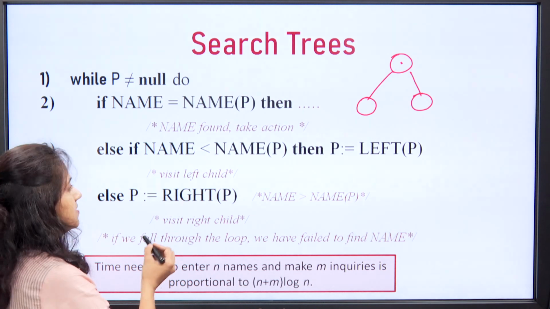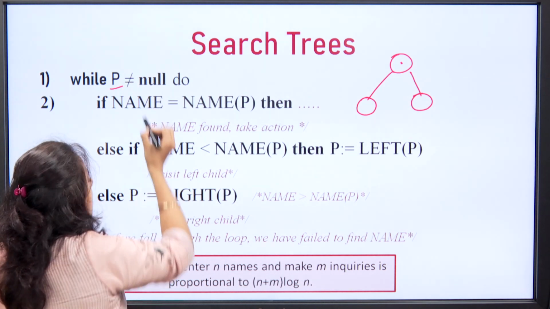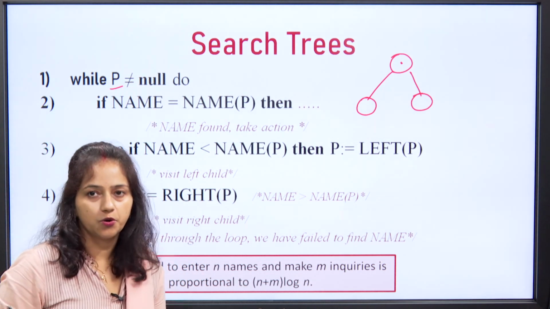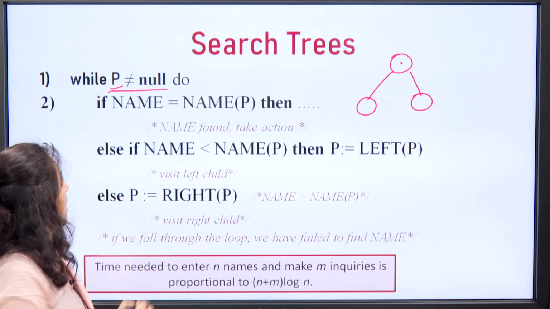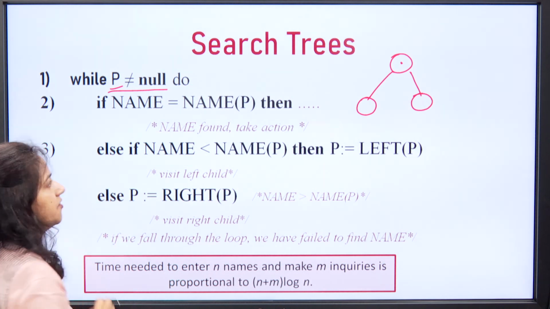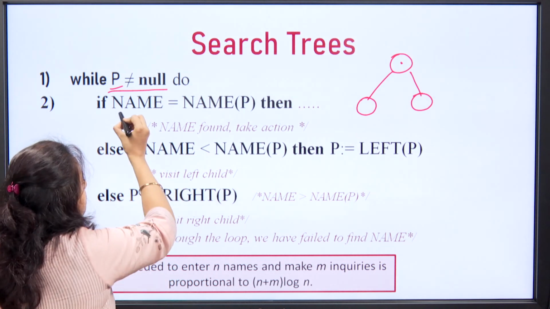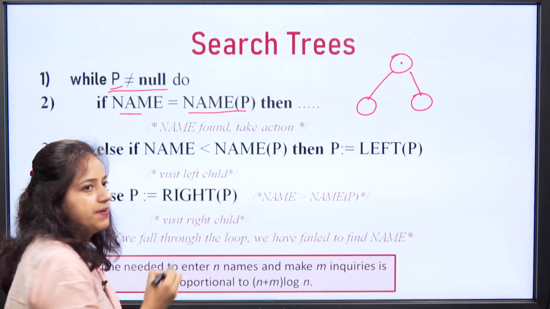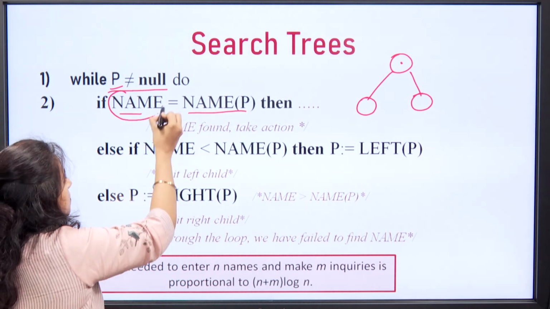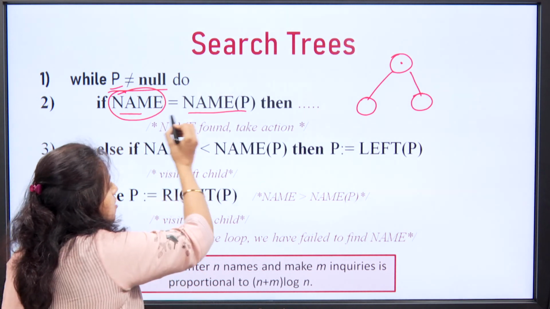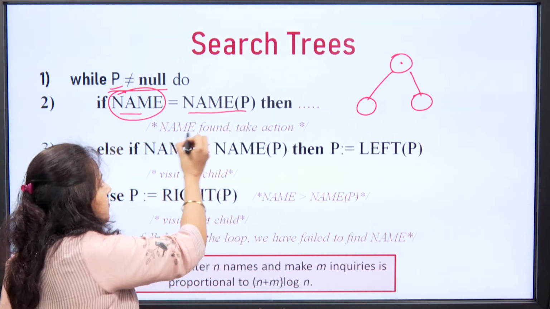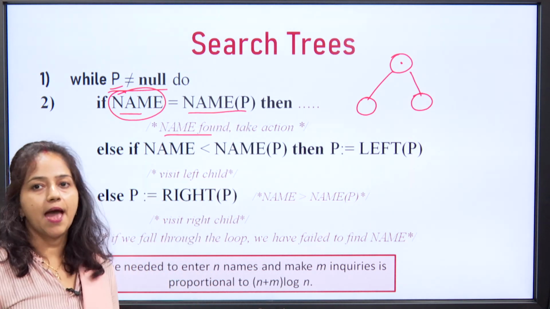So, in this data structure P is the pointer to a particular node. While P is not equal to null, we will apply these 3 steps. What are the steps? First, if name is equal to name of P, where name is the item that we want to search in the symbol table, then we can say that the name is found.